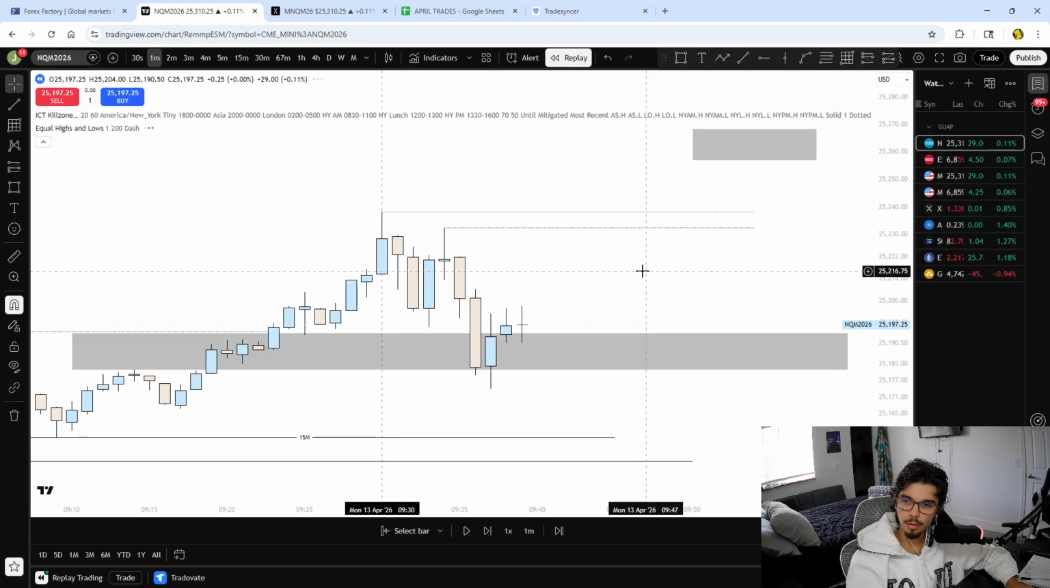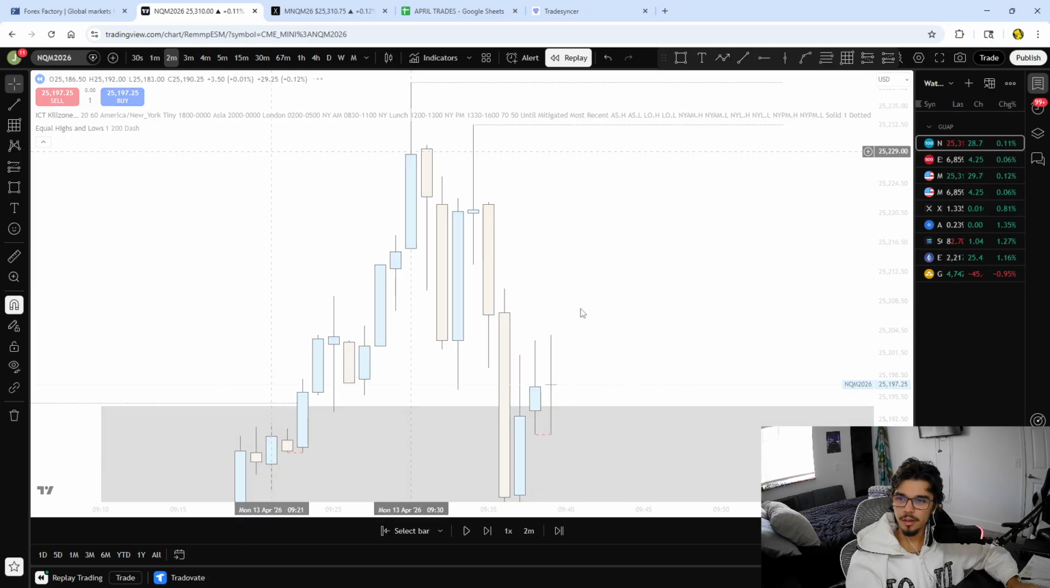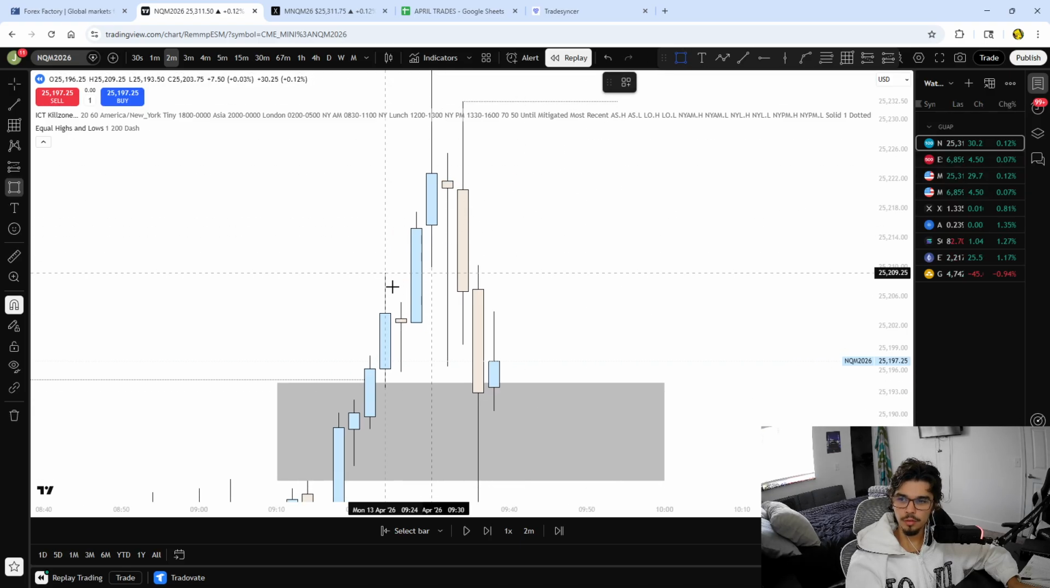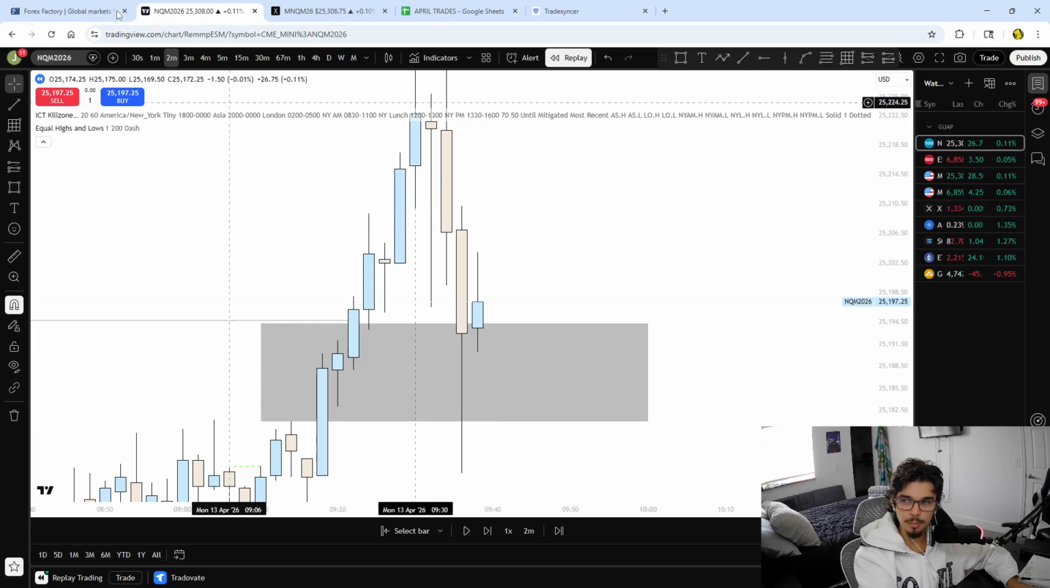Now, there might have been a 1-minute up here. I didn't necessarily like this 1-minute because we were inside of this 2-minute. So if you wanted to take this Judas swing off open, you probably should have waited for this 2-minute to close. And obviously the 2-minute ended up closing all the way down here. And at that point, we're already inside of the 5-minute. So that was invalid.